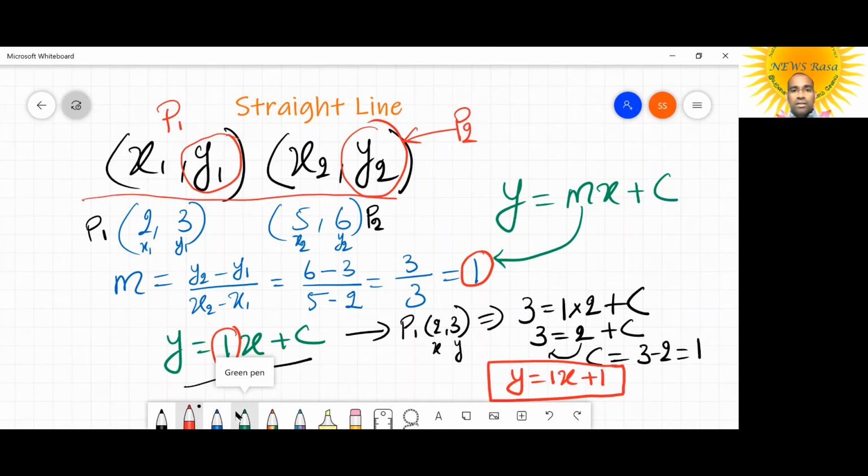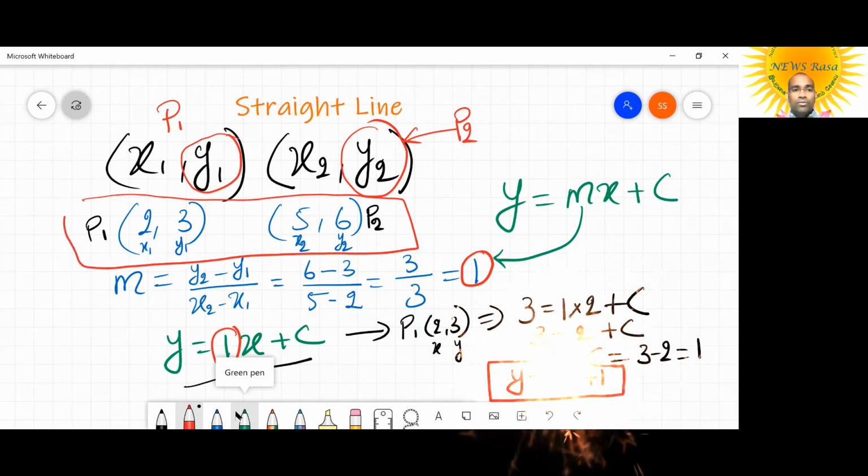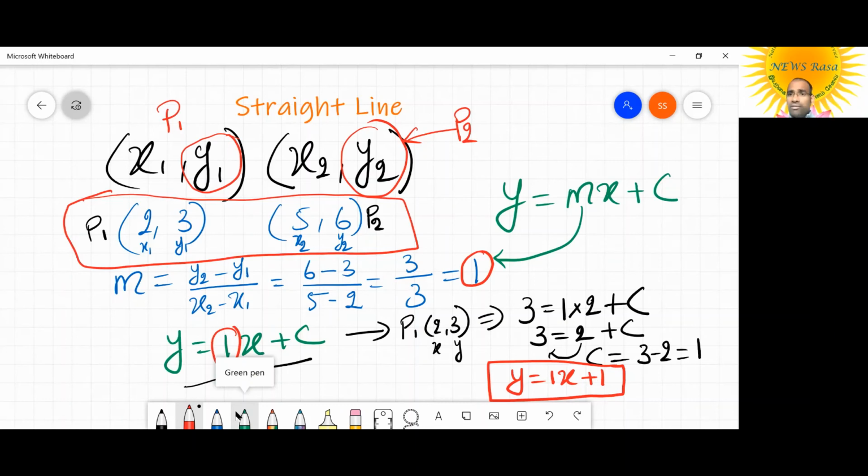I hope you found this useful so far. So what did I do? I worked out the gradient first, and then I substituted one of the points to work out the y-axis intercept, which is c in this case. The gradient was m, and the y-axis intercept is c. Once I got m equals 1 and c equals 1, I substituted them into the standard equation, which is y equals mx plus c, to get my final equation. So is that clear? This is just an introduction to the straight line.